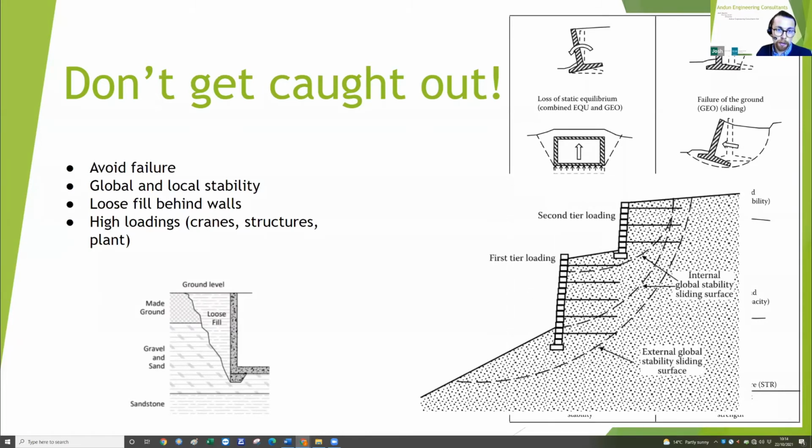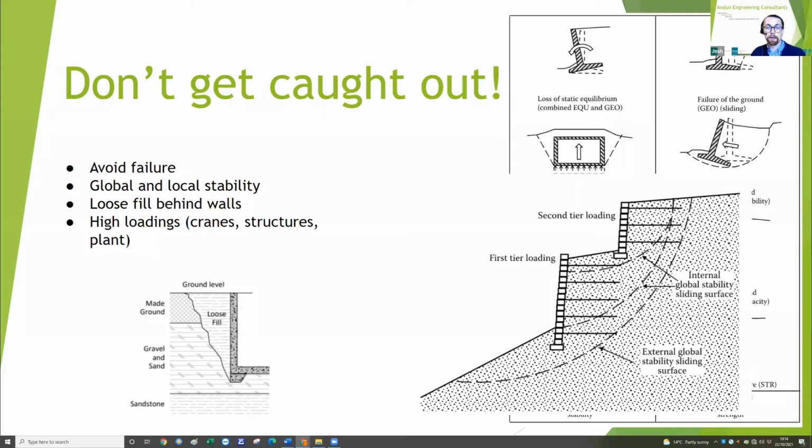The difference between local and global stability in terms of the soil failure should also be taken into account. It's not always the larger slip circle that causes the issue. It could be a smaller one. So all the credible failure mechanisms need to be reviewed and checked.